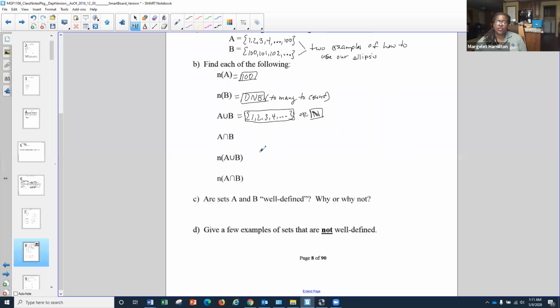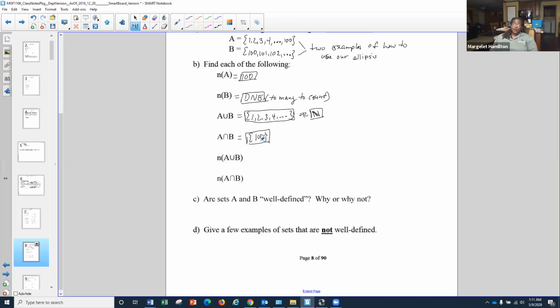What if we do A intersect B? So remember, A goes from 1 to 100. B is from 100 to infinity, on and forever. Do they share any numbers? I see a number. Do you see it? It's only one of them, isn't it? Here, 100 and 100. That's the number. So you have a set containing 100.